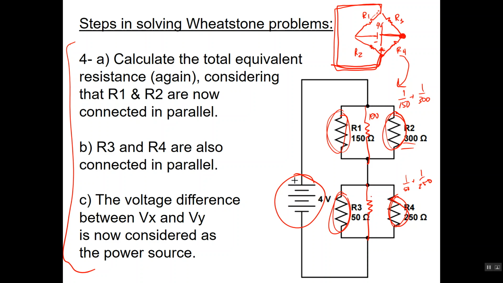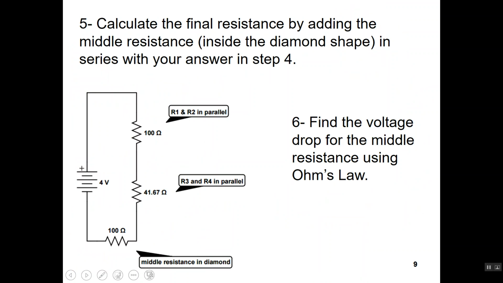How much? Okay. Let's do 41.7. Okay. And obviously, if I wanted to find the total equivalent, it would be 100 plus 41.7, which would make it 141.7. All right, we're still not done yet. Step 5, now that you've calculated the total equivalent resistances, so these are the two that we just calculated, you're going to add now that original resistor that we removed, you're going to add that in series into this new circuit.